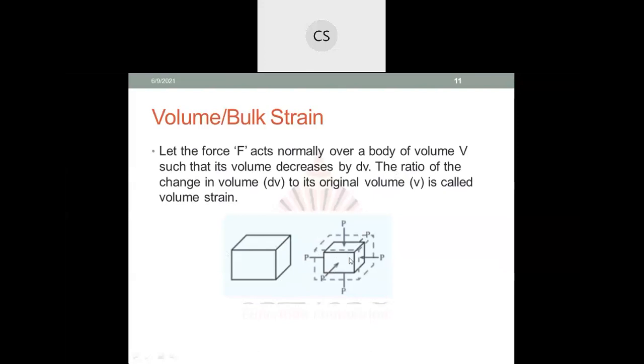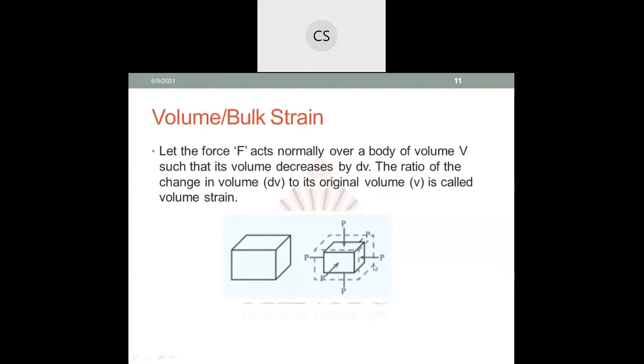This is acting in such a way that all six faces of the cube are experiencing a force F. Because of that, the volume changes by an amount of dV. Now the volume has changed by an amount of dV.